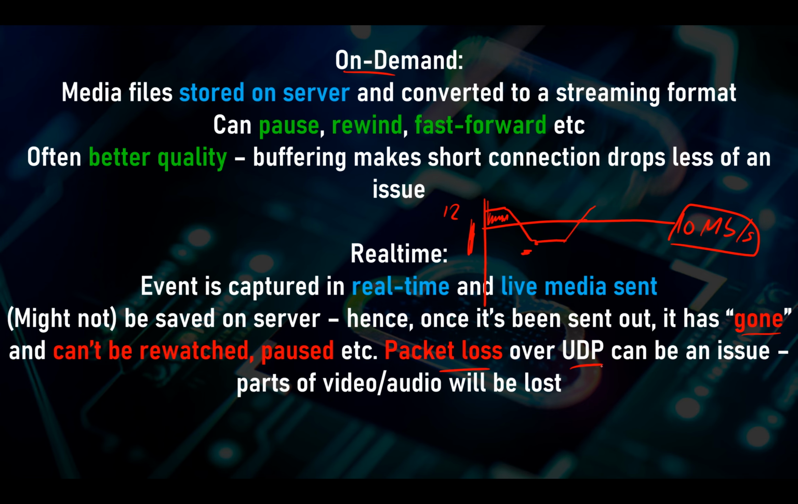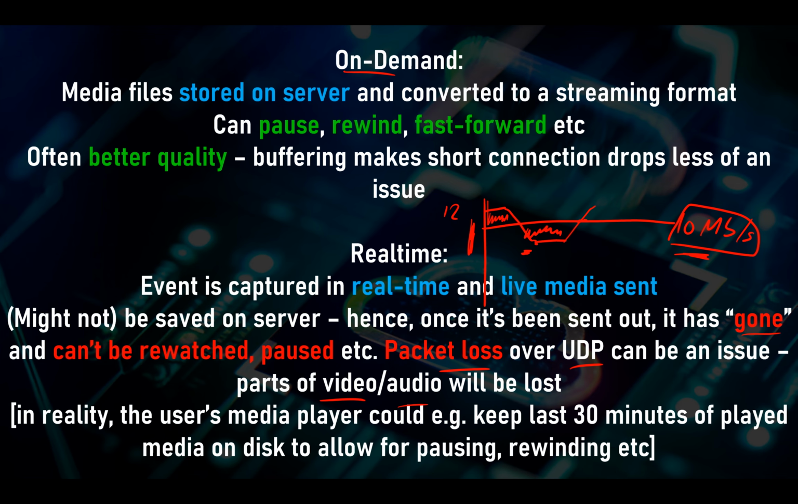So this is what we said here: packet loss, because we're using UDP, can be an issue. So parts of the video or audio will be lost, for example when we're receiving data slower than the actual bit rate of the video or audio. Then that part of the video may jitter, or maybe it just won't play at all.